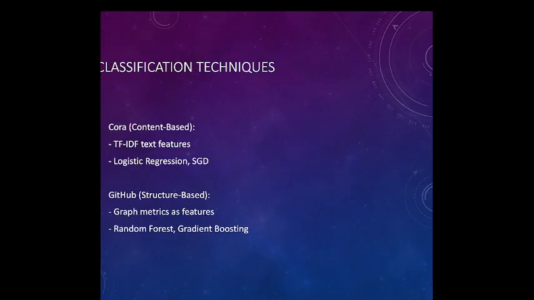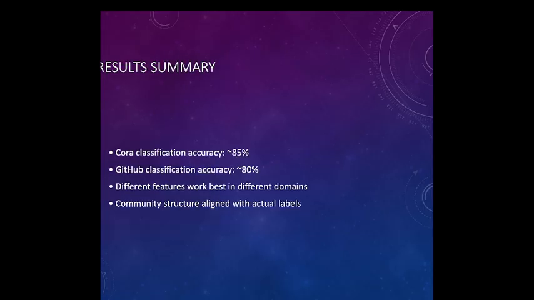We then performed node classification but used different approaches for each network. For Cora, we used the text content of the papers, vectorized using TF-IDF, and trained classifiers like logistic regression and SGD. For GitHub, we used graph structure features only, like degree, PageRank, and community ID, and trained random forest and gradient boosting models. Our results were promising.